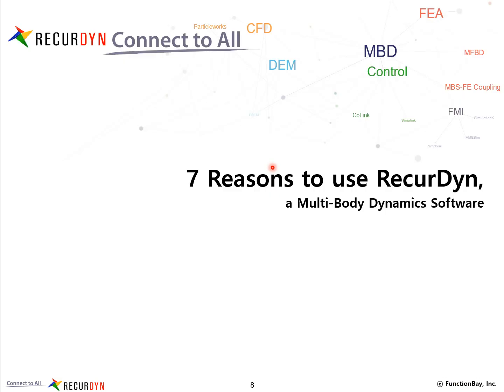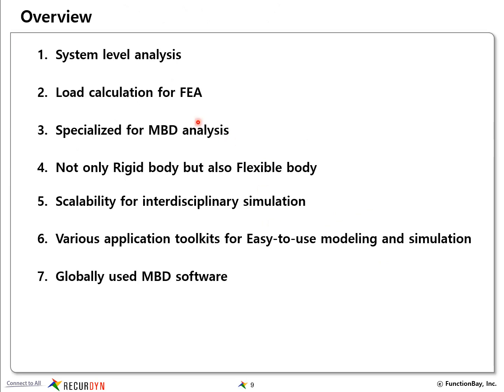Why MBD software needs to be used? Here, let me introduce the advantages of multi-body dynamic software, especially based on the unique advantages of RecurDyn. As you see here, I will talk about 7 reasons. First, system-level analysis. Second, load calculation for FEA. Third, specialized for MBD analysis. Fourth, not only rigid body, but also flexible body. Fifth, scalability for interdisciplinary simulation. Sixth, various application toolkits for easy-to-use modeling and simulation. Seventh, globally used MBD software.